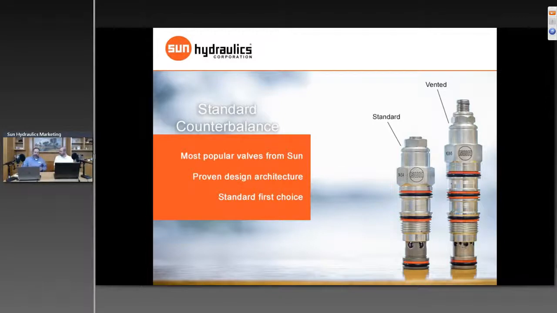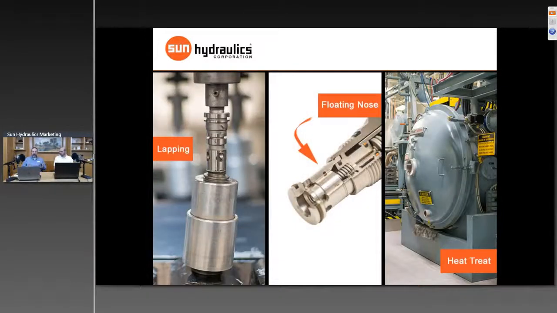Okay, so the standard valves sound like they're a great valve, and you talked about the floating nose and some of the other finishing processes that we have in-house here at Sun Hydraulics that kind of make our valves special. So it seems to me, though, with the depth and the breadth of the product line, we have a lot of valves that fall into that standard category. With all those valves, why would Sun do anything else? Why would we offer a different family of valves?